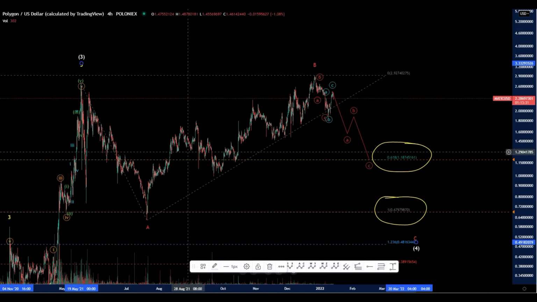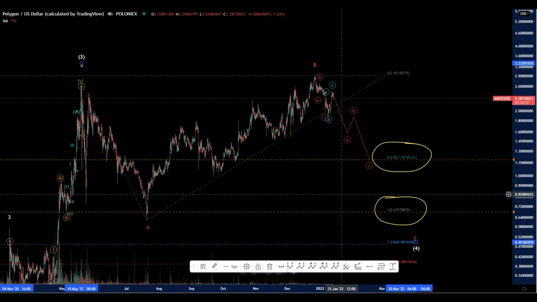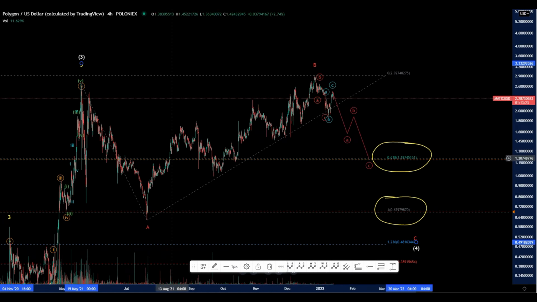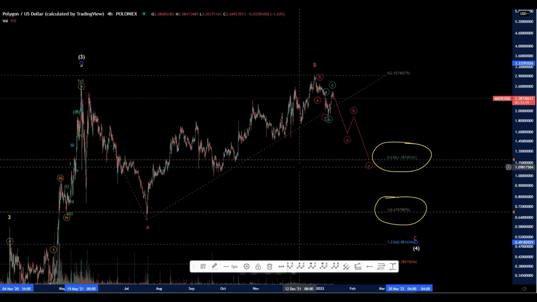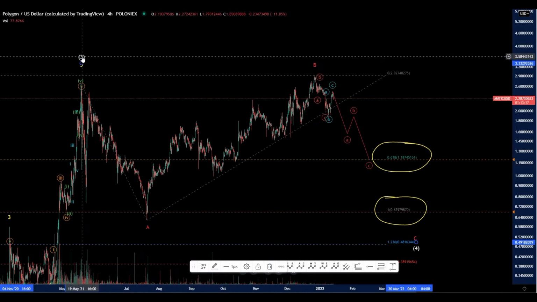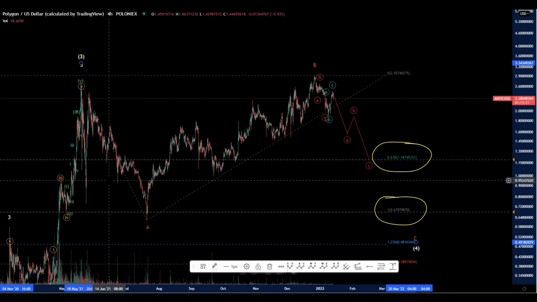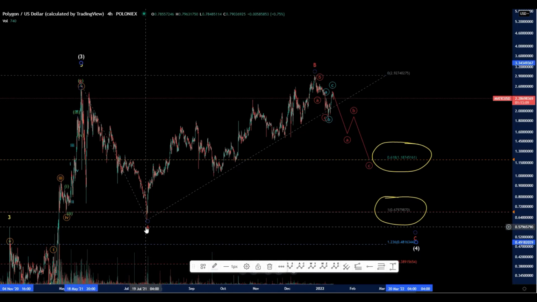This is my MATIC count on what I think is the most probable scenario right now. Okay, there could be other counts that we're working with, but this is what I think is the most probable. Finished back here in May with a high into an intermediate wave to degree 3, and we have a 3-wave move here into A.